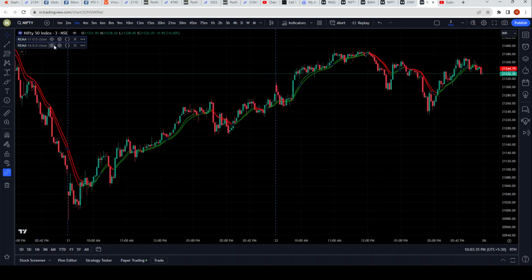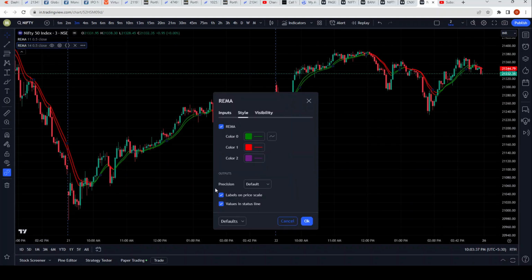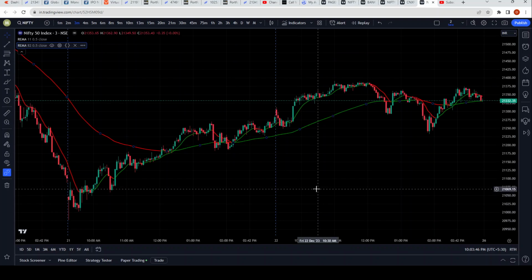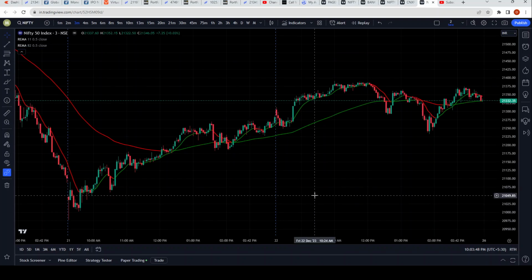Now we go to the second one, we do the same thing, we go to style, we uncheck these 2 and we go to inputs and we make this 14, we make this 82. So currently we are working with 2 EMAs, one is 11 and the other is 82.